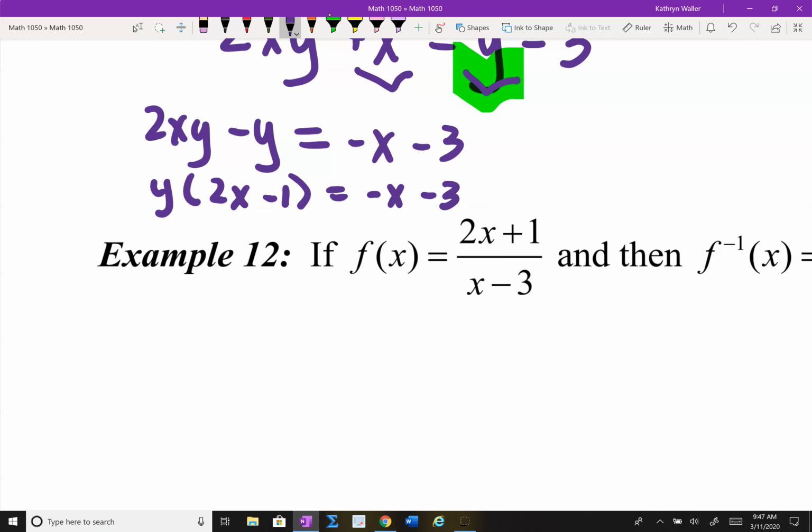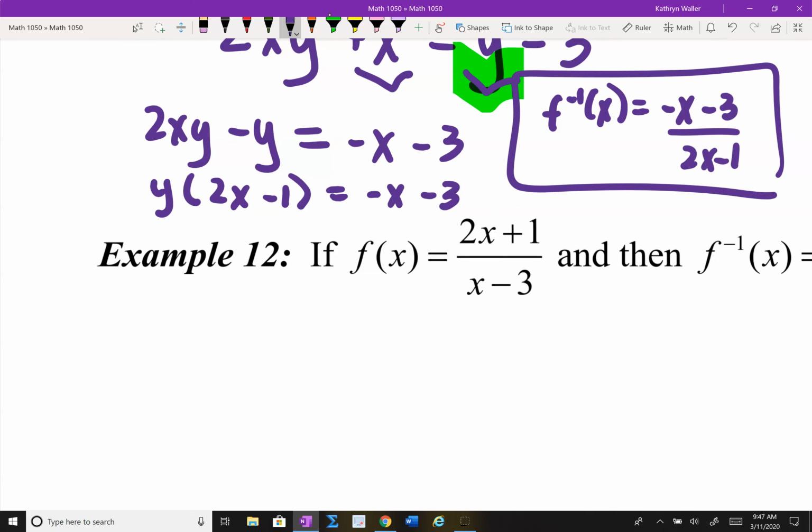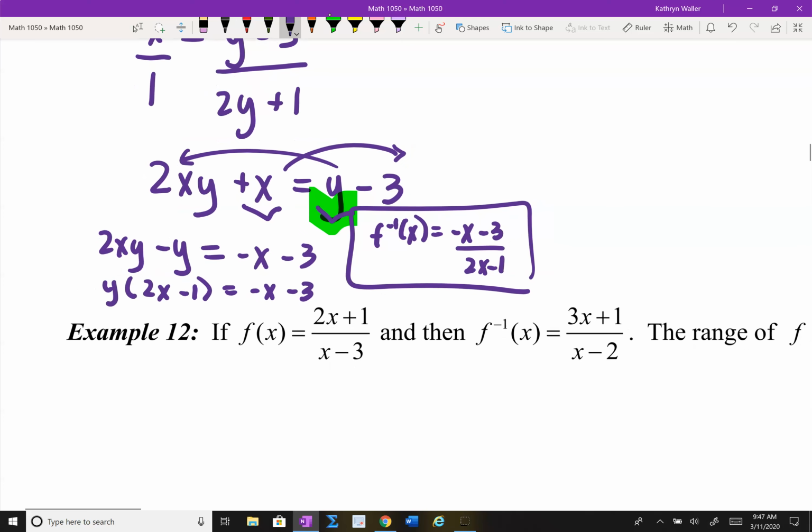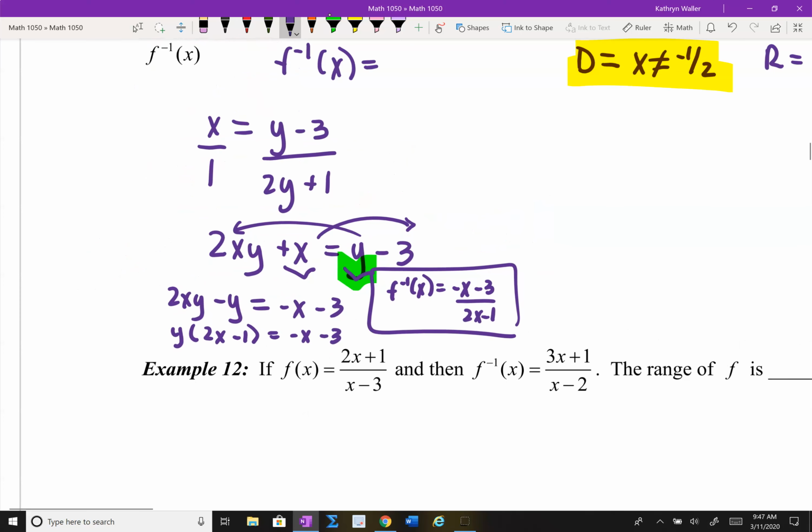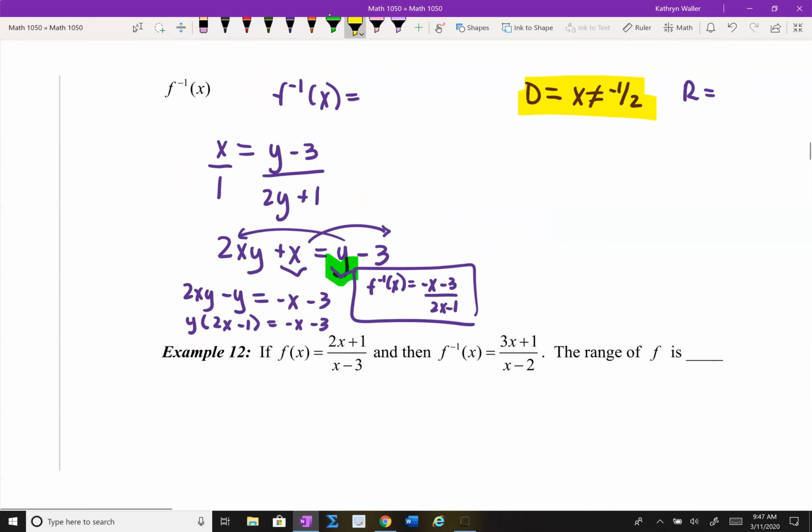Now, everybody tell me, how do I get the y alone now? Divide by 2x minus 1. That 2x minus 1 is multiplied, so just divide. So the answer, the inverse, is negative x minus 3 over 2x minus 1. That's it. You're going to see that again. That will not be the only time you see that. So that's my inverse, which is my second answer.